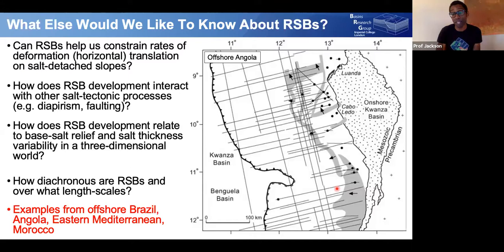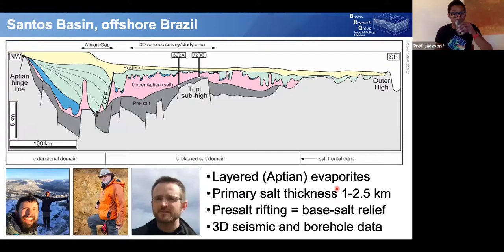So I'm first going to take you to the Santos Basin offshore Brazil. This is going to be some work which was led by Leo Pichel. This is me and Leo having a good time on a mountain in Bergen a few weeks ago. This is Frank Peel, who was involved, and Masusa as well at Manchester.